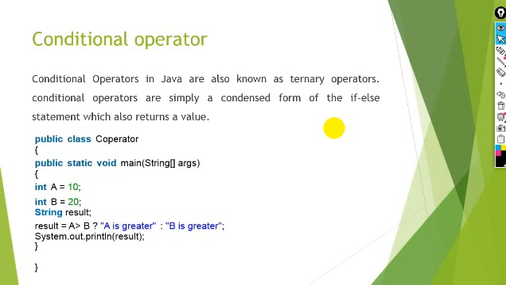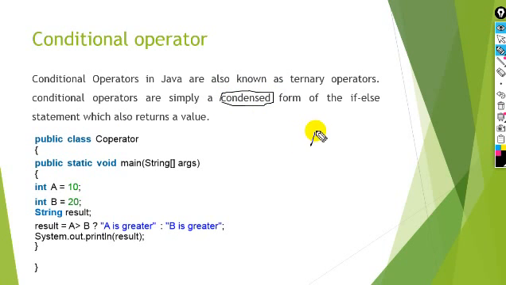A conditional operator in Java is also known as the ternary operator, or simply a condensed form of the if else statement, which also returns a value. Condensed means we can say this is the short form of the if else statement.